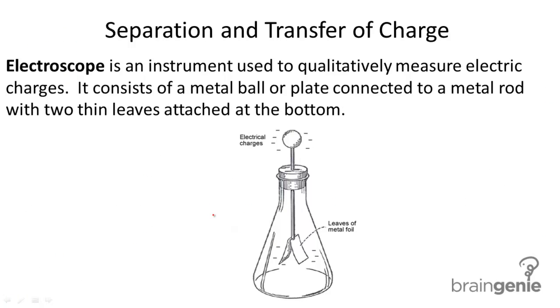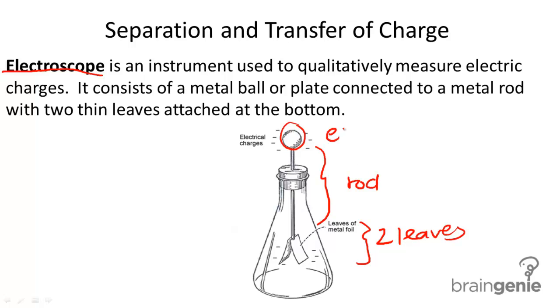The next vocabulary word is electroscope, and this is something that we'll be encountering in some of the problems in this topic. An electroscope is an instrument used to qualitatively measure electric charges. It consists of a metal ball, which I've circled here, or a plate connected to a metal rod with two leaves attached at the bottom. So here are the two leaves. We have our rod, and we have our metallic ball.